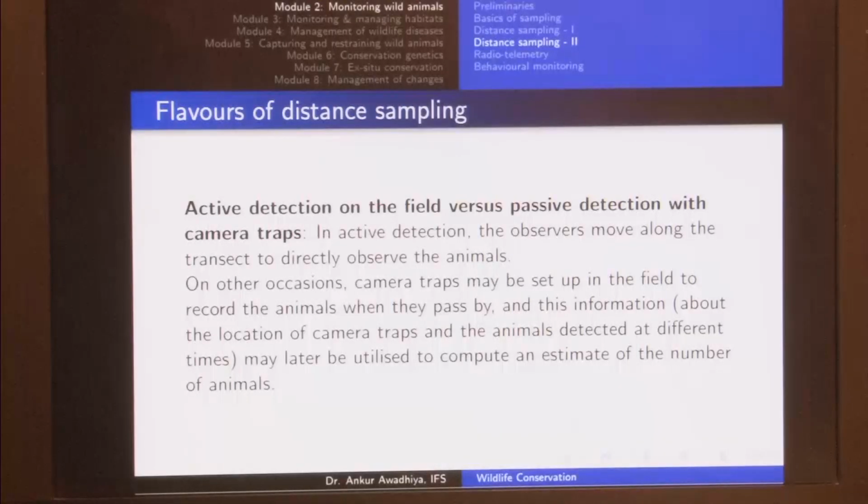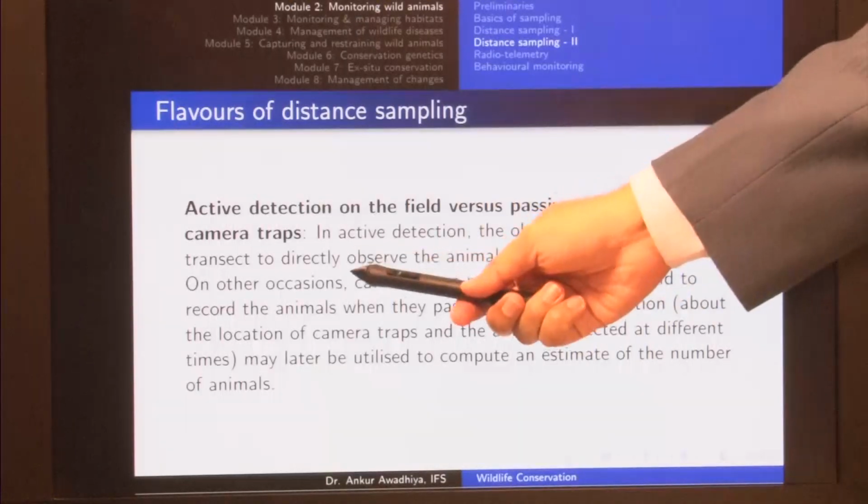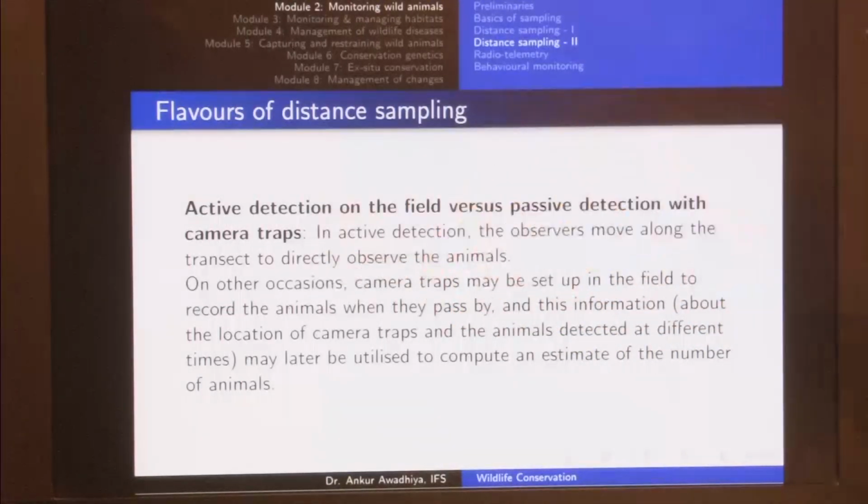Another flavor could be active detection on the field versus passive detection with camera traps. In the case of active detection in the field, we are moving on the transect line and observing the animal then and there. In the case of camera traps, we deploy camera devices such that whenever any animal moves in front of it, it will take a picture. This is known as passive detection, and we can utilize those pictures also as our data points in the transects.